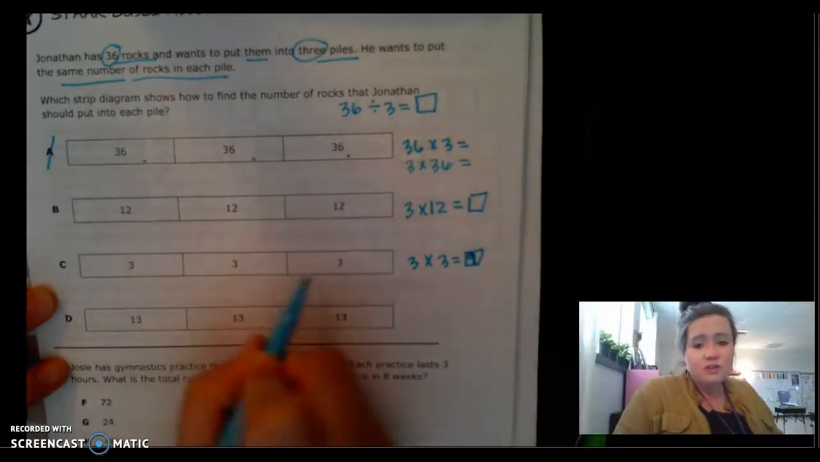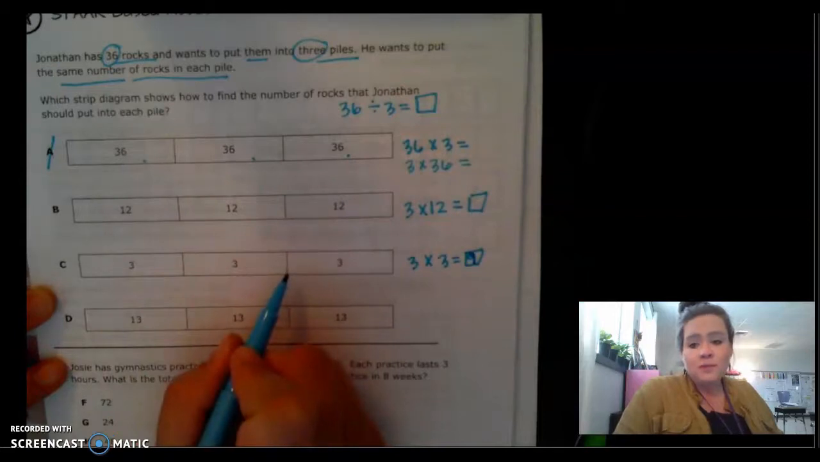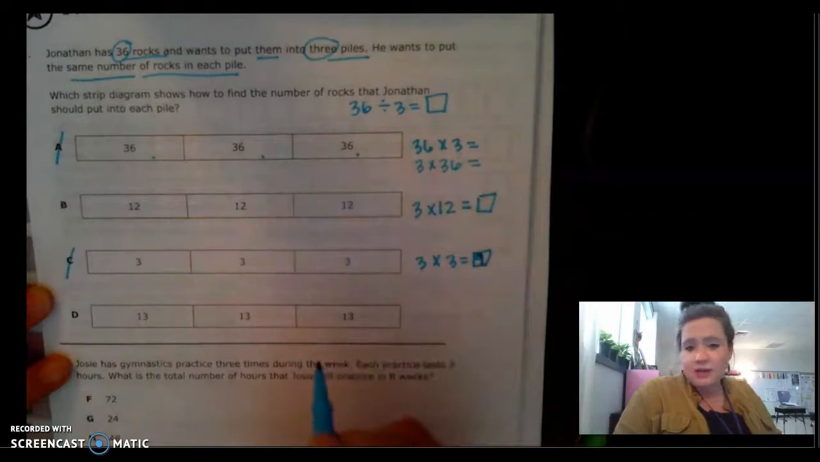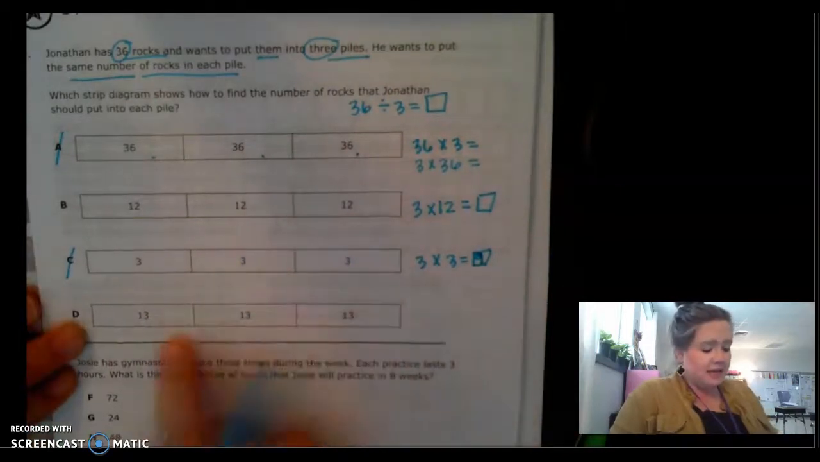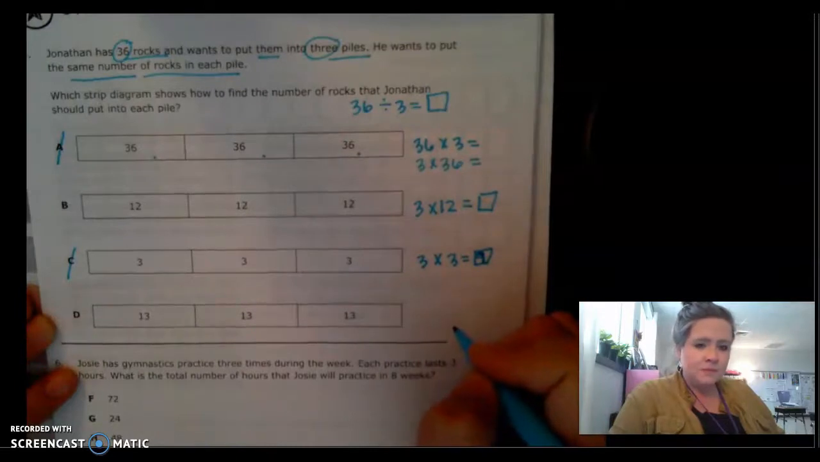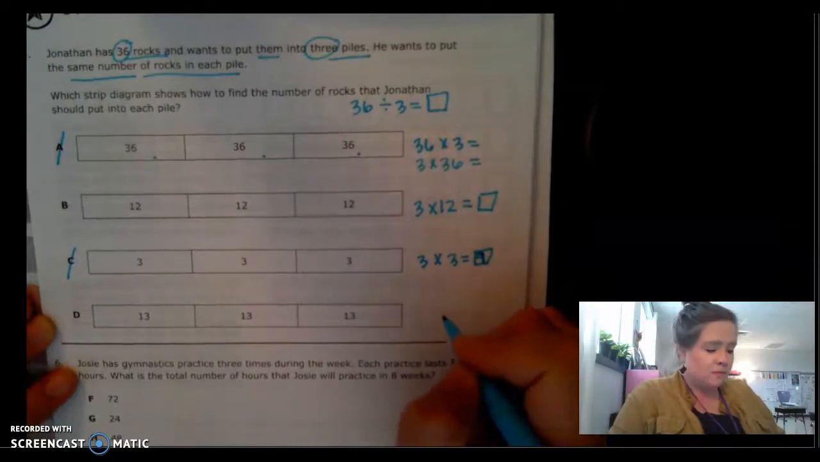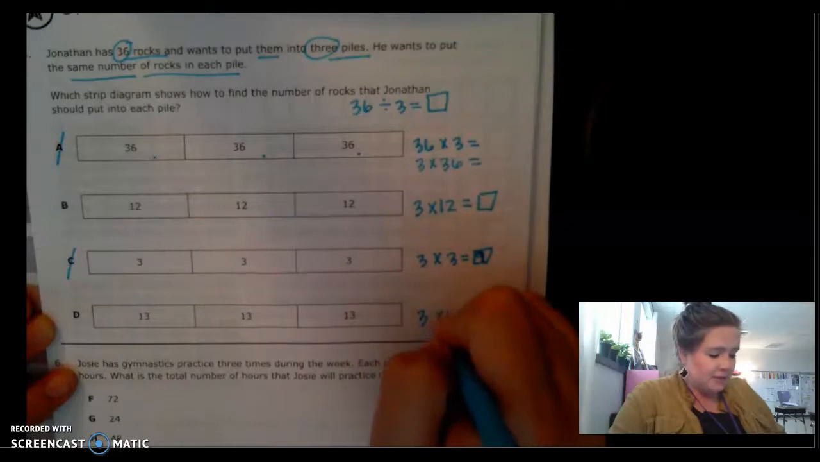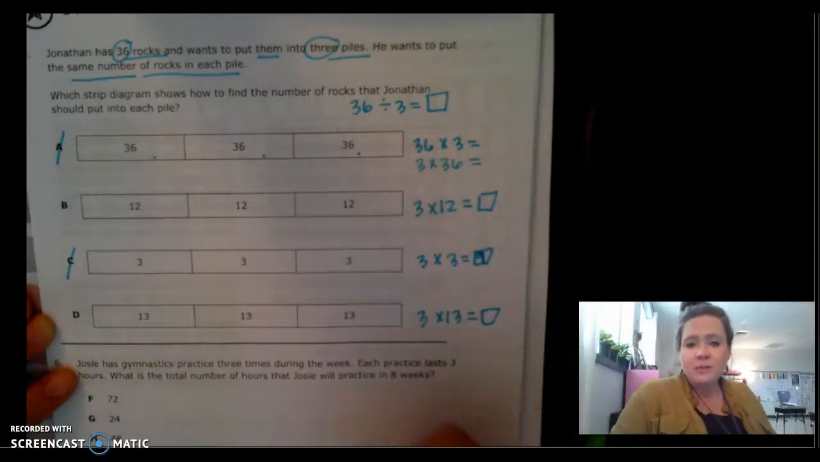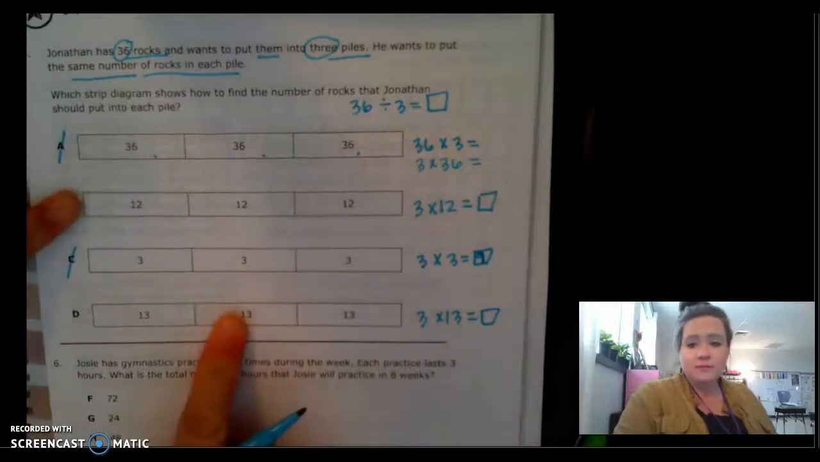How many rocks does he have total? He has 36 total rocks. Letter C is not your answer. So now we have letter D. Letter D represents what? Three groups times 13 in each group, which equals something we don't know yet. So I'm left with 2 answers.